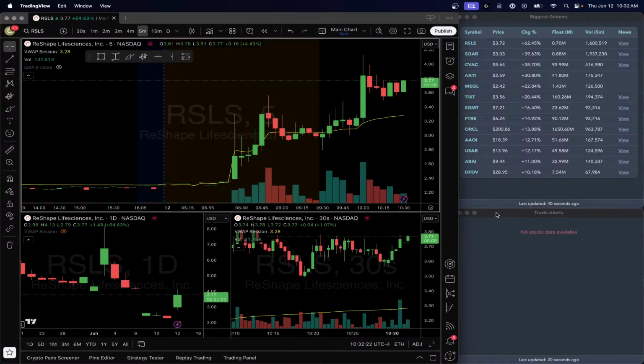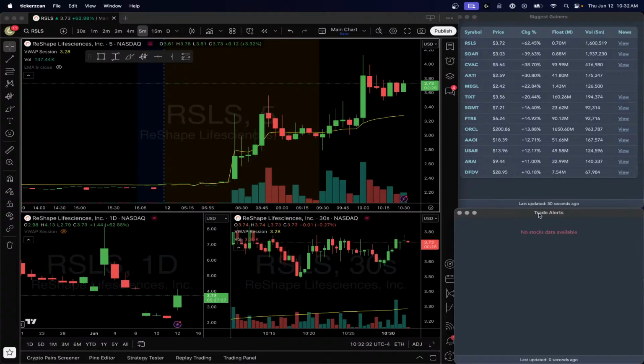So I'm going to put the trade alerts here. I'm going to put symbol, and then I'm going to put price, and I'm going to put type. And you'll have to look on your own platform for the stop.